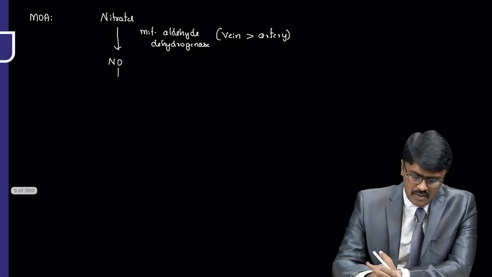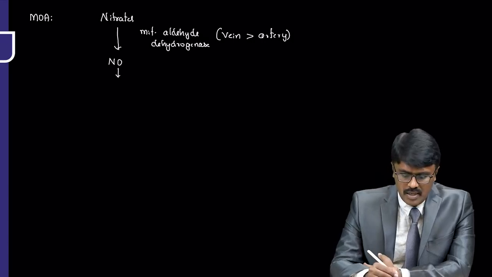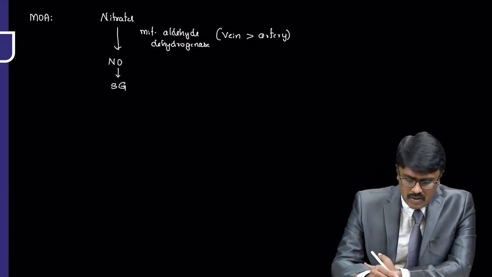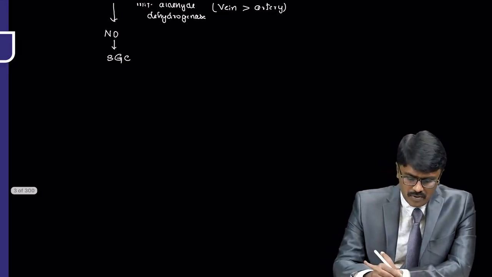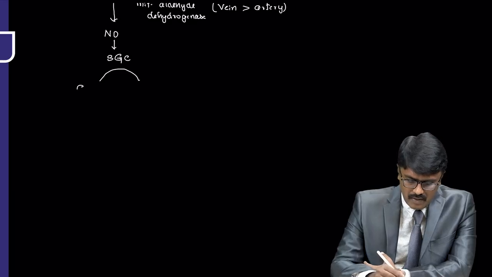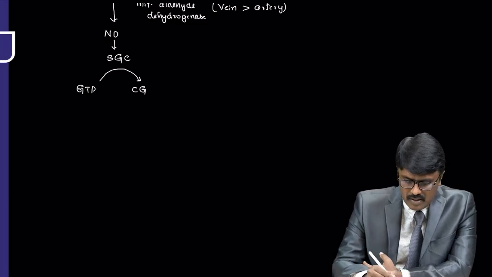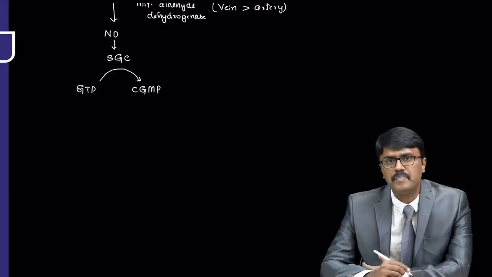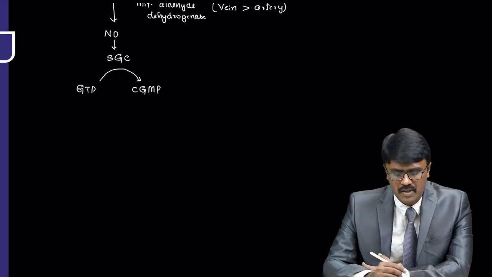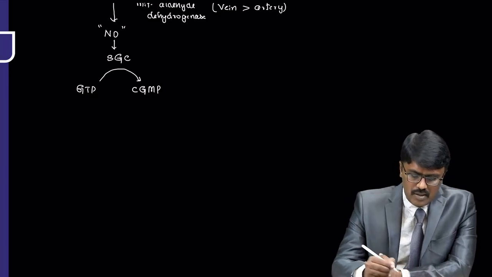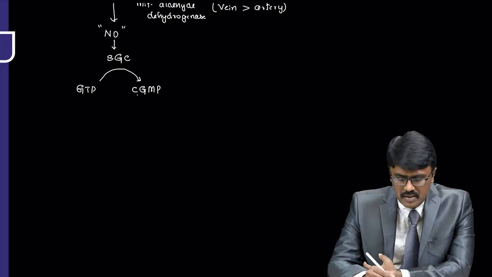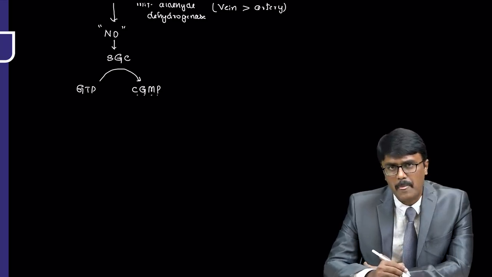Now this nitric oxide which is released, it will act on a guanyl cyclase called soluble guanyl cyclase. Now what is the role of soluble guanyl cyclase? It will convert GTP into a second messenger called cyclic GMP. So GTP will give rise to cyclic GMP. Recently they had asked a question, nitric oxide, how does it work? By increasing cyclic GMP. Please mark it.